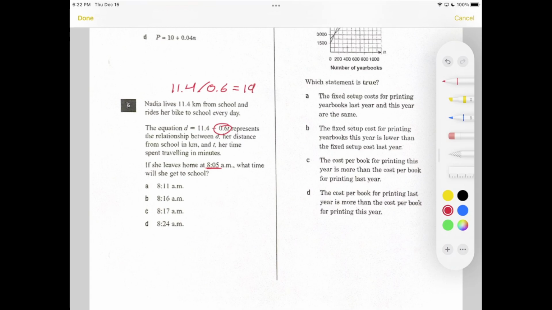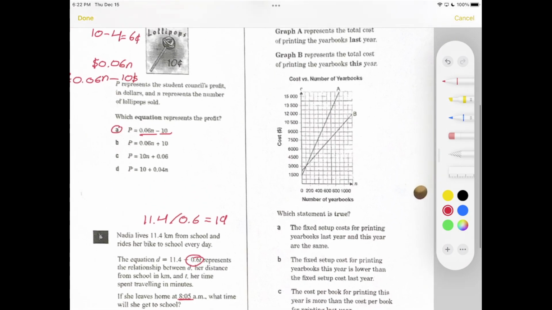So now we simply have to add 19 to 8:05. So 19 plus 5 is going to give us 24. And let's look down here. The best answer we have is 8:24. Let's move on to question number 7.